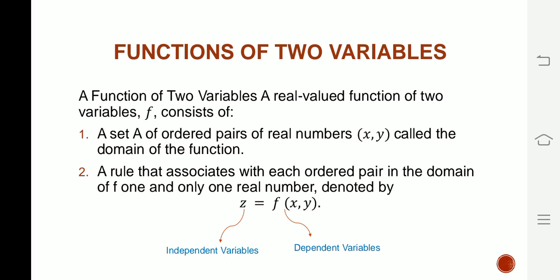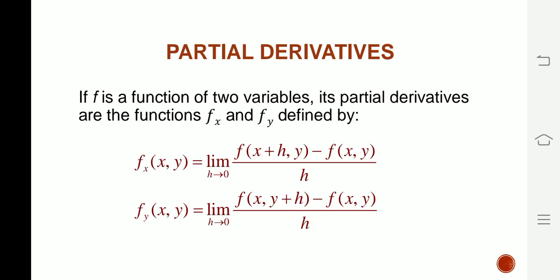First we see functions of two variables. A real valued function of two variables f consists of first a set A of ordered pairs of real numbers x y called the domain of the function, and second a rule that associates with each ordered pair in the domain of f one and only one real number denoted by z is equal to f of x y. Okay, here z is the dependent variable and x y are the independent variables.